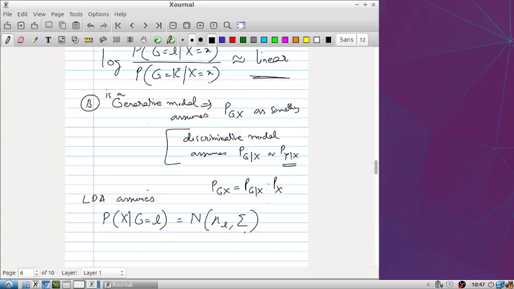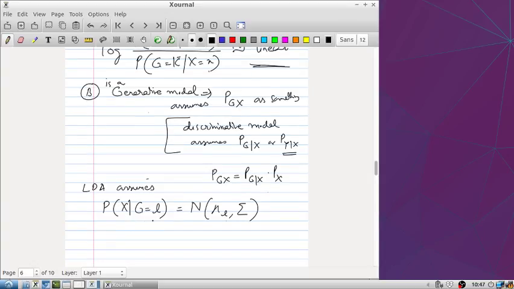I'll complete the story of the joint distribution first, but let me just say what this is. What is the symbol on the right hand side? Mu L. Since it's class L, the normal distribution should have a mean, so I'm just calling it mu subscript L, and it also has a variance. X could be p-dimensional, so in p dimensions, instead of sigma square, I'm writing capital sigma. It's a matrix which is p cross p dimensional. It's a multidimensional Gaussian.